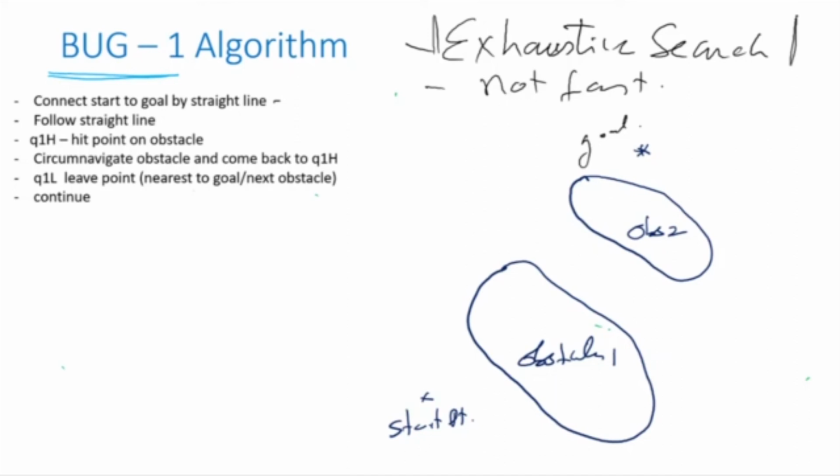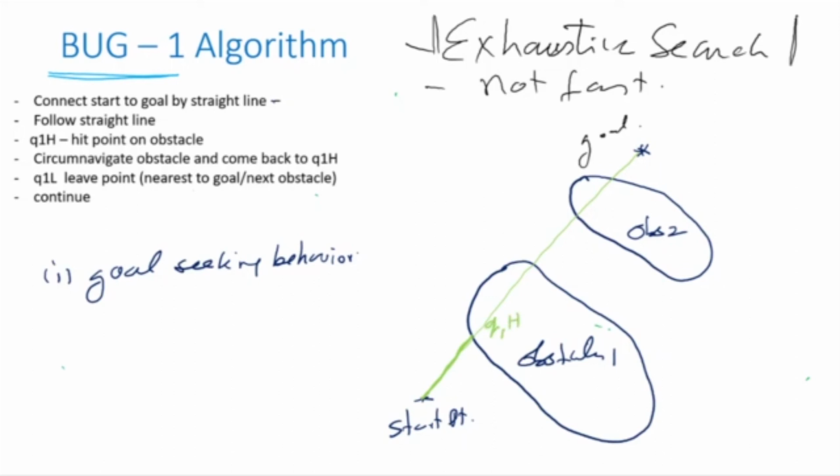Now the first thing is that it should have goal seeking behavior. This is something we have seen. That means it should always try to go towards the goal, because I want to go towards the goal. It shouldn't go in some other direction. So the first thing that we can do is connect the goal with a straight line, like this. If there were no obstacles, it would probably follow the straight line and go there. Because there are obstacles, it follows this straight line until it comes to the hit point. We call this Q1H.